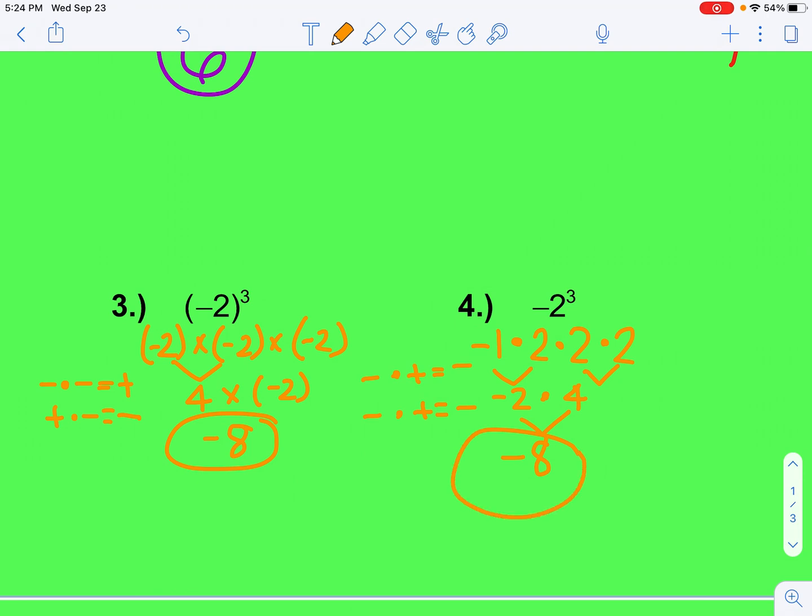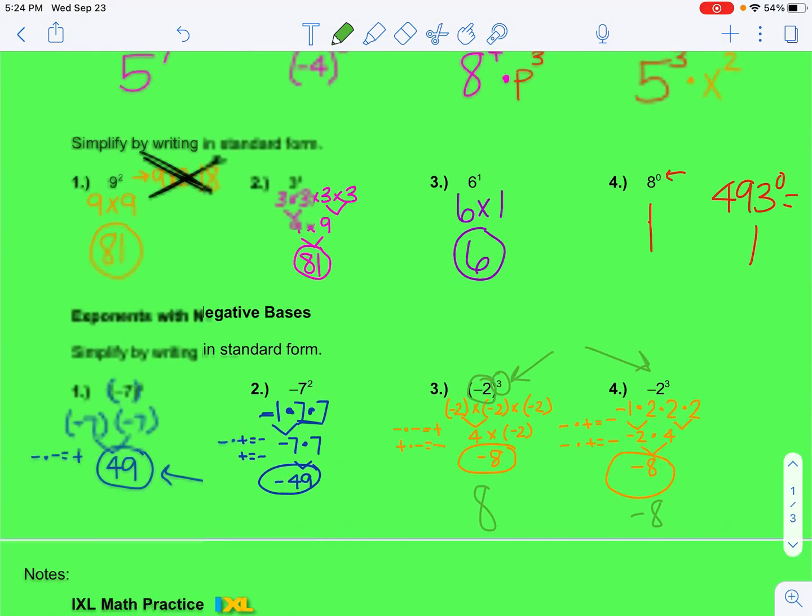So if you notice, in this example, both of these were the same. The only reason that is, is because of this right here. This 3 is odd. If that would have been a 4, then this would have given you a positive answer, and this still would have given you a negative answer. Okay? So it's very important that you write out your problems just like I did, especially with that negative sign.